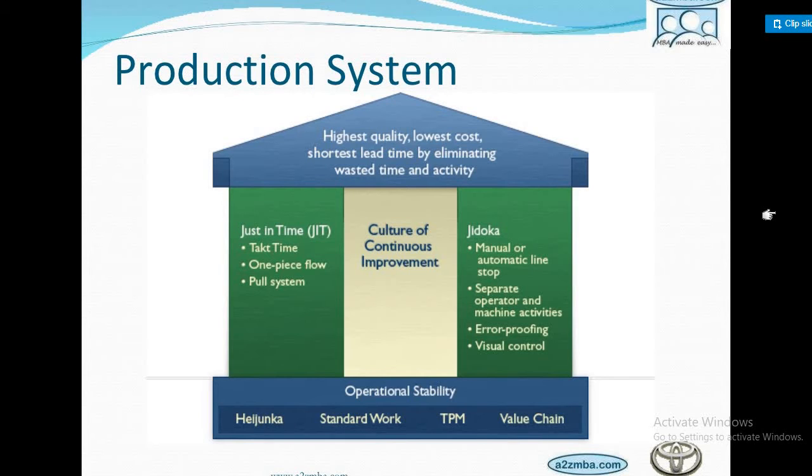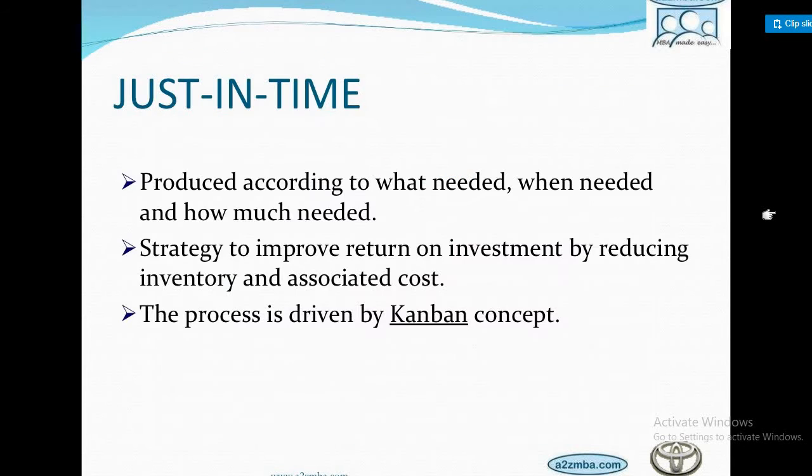This Toyota production system is going to achieve by 3 pillars. The very first pillar is just in time, that we need to understand. Okay, just in time means what? Produce according to what needed, when needed, and how much needed. As we have studied this just in time before also.